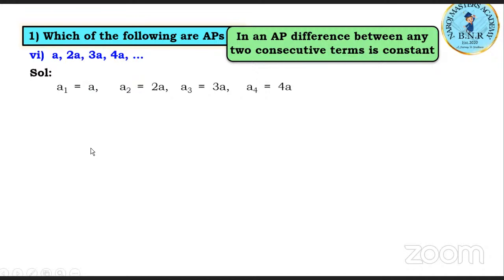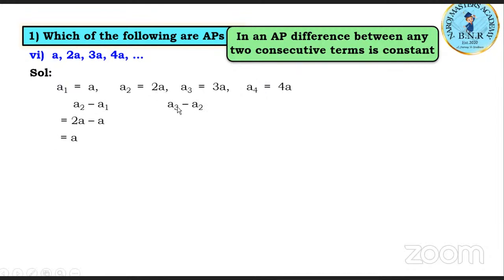A2 minus A1. We call it the difference, the common difference. A2 minus A1. What is the value? 2A minus A. What is the value? We are having two A's. Out of that, we are removing one A. So what is left here? A. So the answer is A.